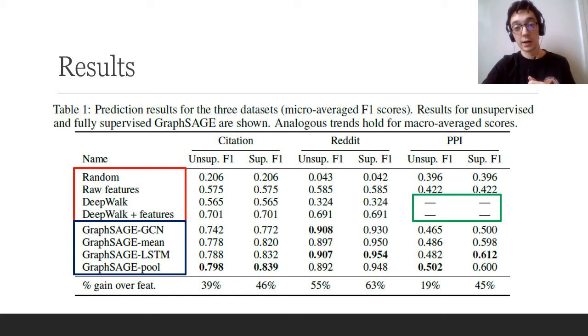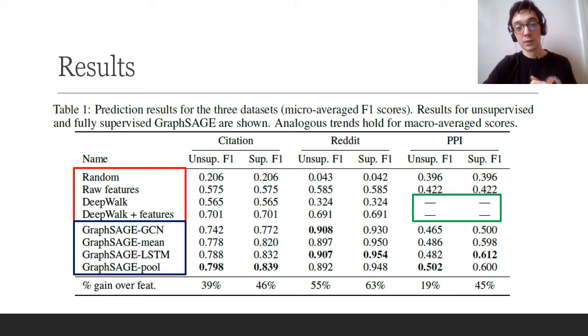An intuition we can have behind this is that, for example, on the dataset, while giving very marginal improvements in a supervised setting, the LSTM aggregator was probably able to have a better understanding of the contextual information in a graph, and given the fact that this graph had a very high average node degree of 492, the LSTM aggregator probably made more sense in this situation.